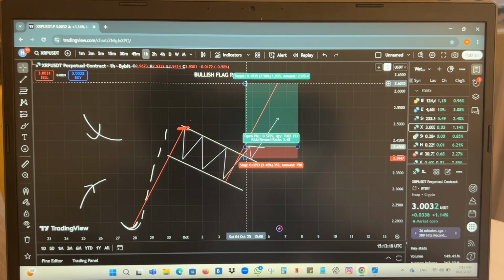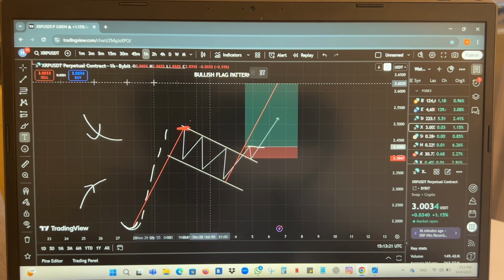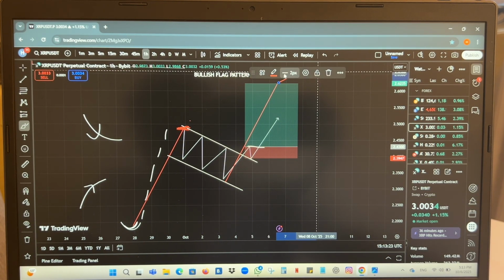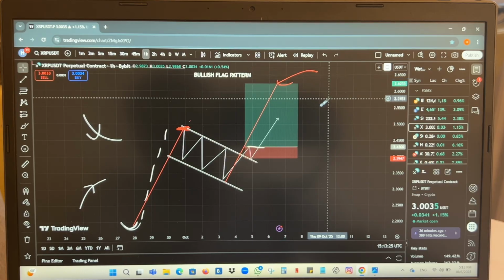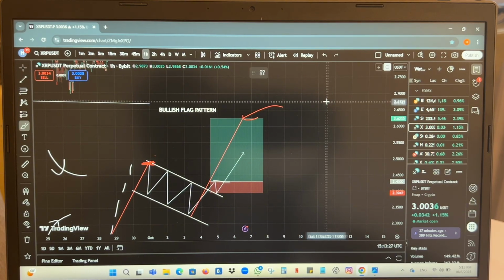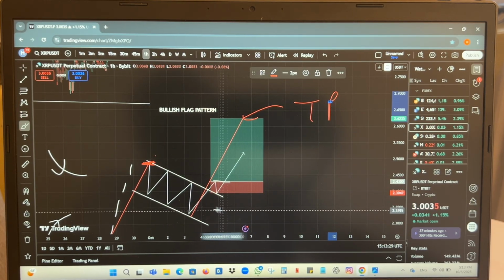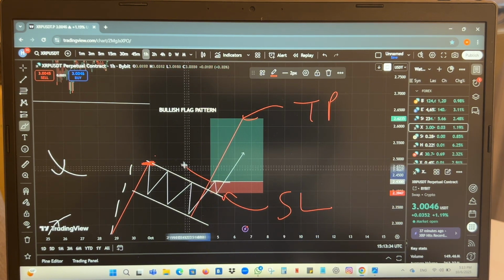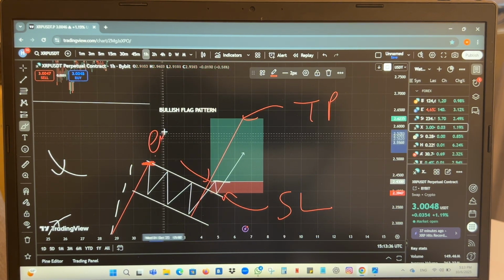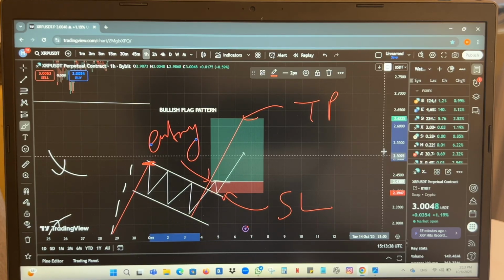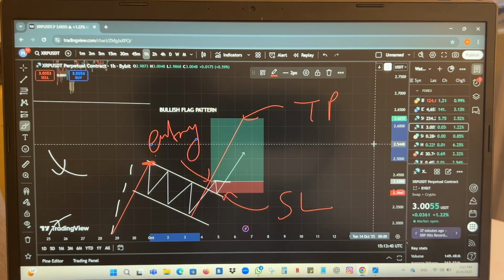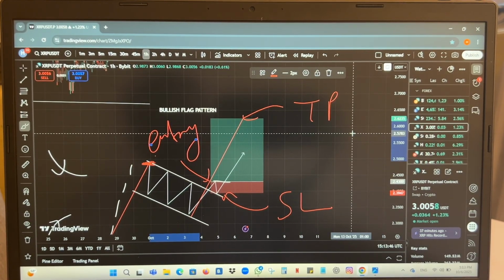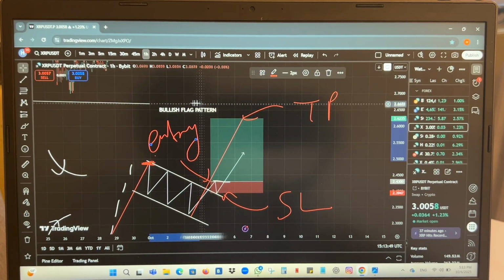So this level is going to be RTP. This is going to be a TP, and you know where to put the stop loss. This is going to be our entry. That's it. So that is a good idea of how to get in on the entry, where to put the stop loss, and where to put the TP in a bull flag pattern.